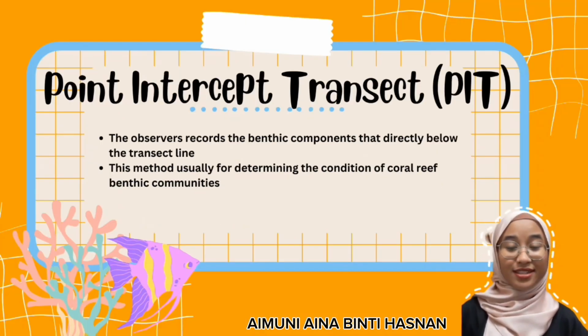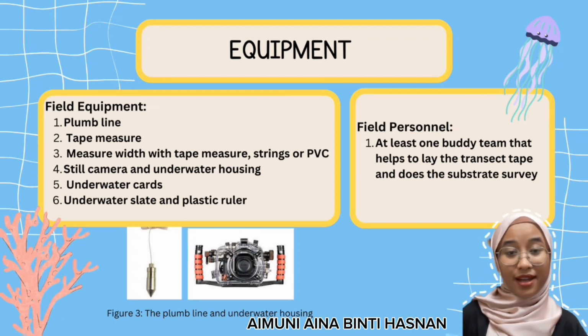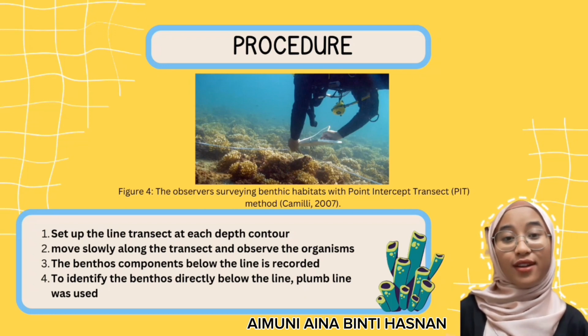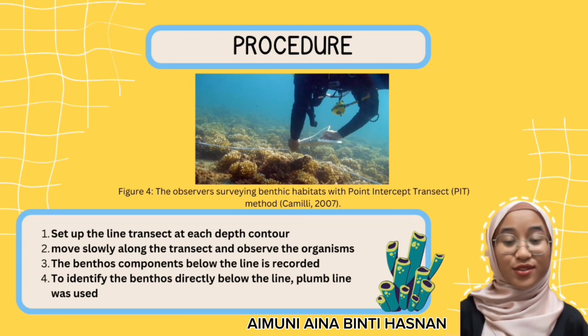The second technique is the point intercept transect (PIT), used for determining the condition of coral reef benthic communities. The equipment is a plumb line, tape measure, underwater housing, underwater card, slate and pencil, and a buddy team. The procedure is to set up the line transect, move along the transect, and record the benthos found.